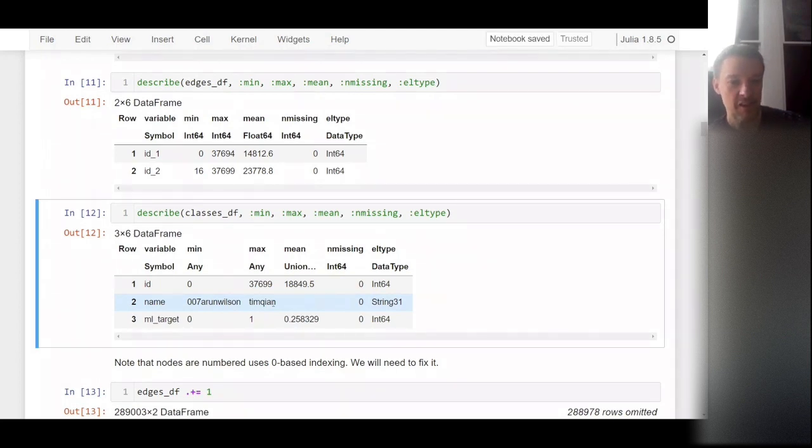But what is interesting is one of the pieces of information, the mean of the ML target column. This mean is around 25%. What does it mean? In the ML target column, 0 means web developer and 1 means machine learning developer. What does it mean if we see that the mean of this column is around 25%? How would it be interpreted? So, a mean of a binary column like this.